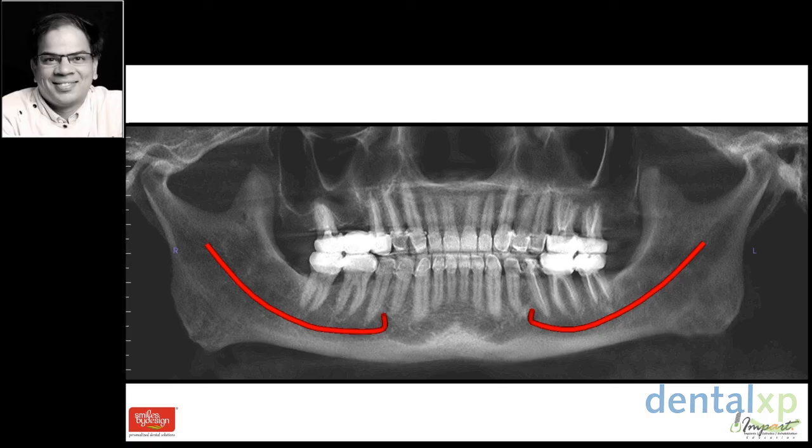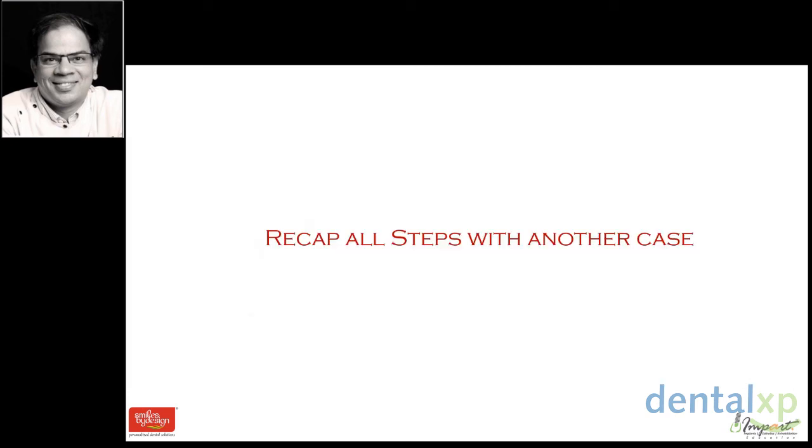So we saw this case over the last 45 minutes. I'm going to take another 10 minutes here to show you another case quickly and show you a patient with a gummy smile and revise all the steps that we have discussed.